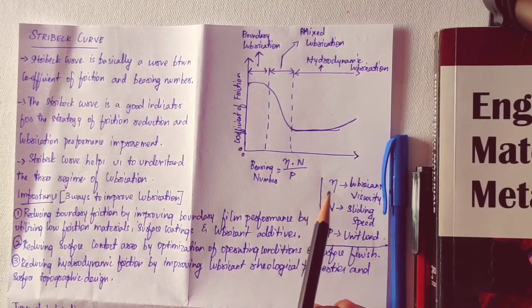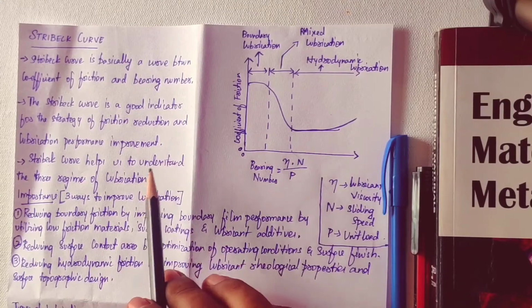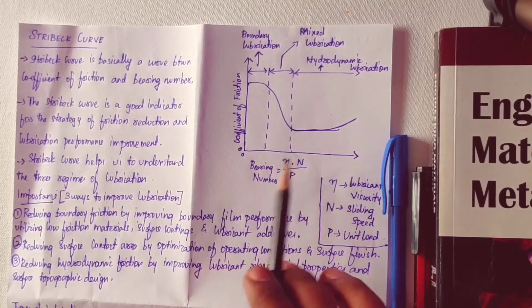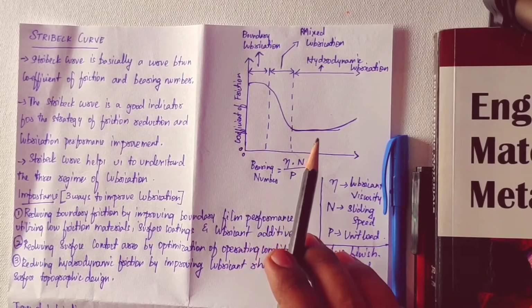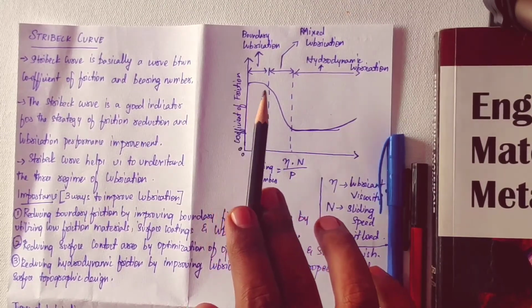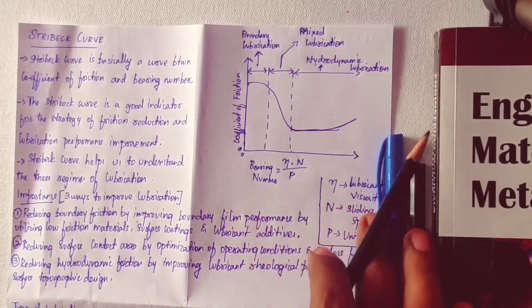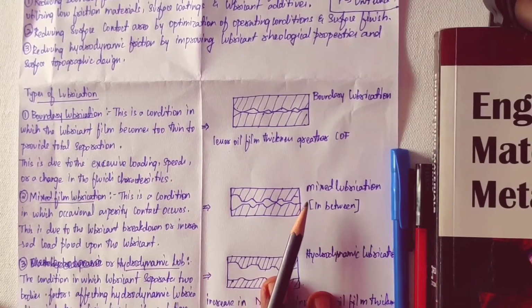See, in this first point we can see that the coefficient of friction is very high. Why? Because the lubricant viscosity is low. Similarly, the sliding speed is low. So at that particular point we can see that it is boundary lubrication. So let us understand the types of lubrication and then see the curve so that we can understand in a better way. So, types of lubrication.